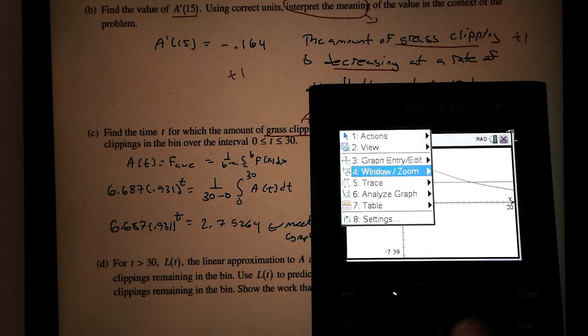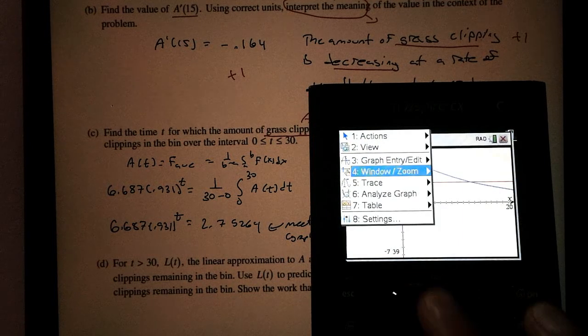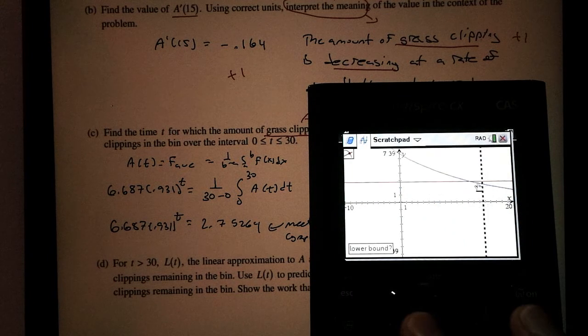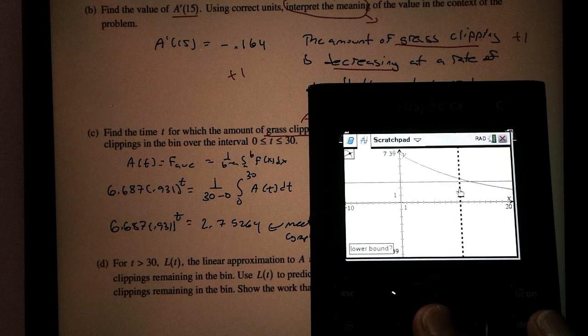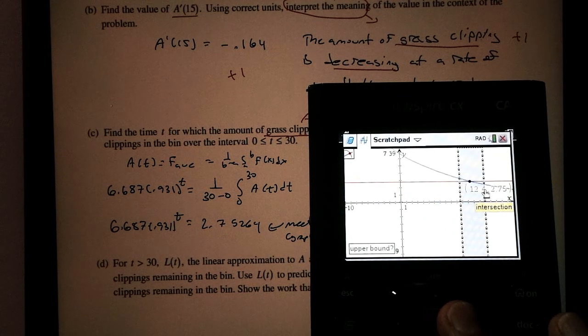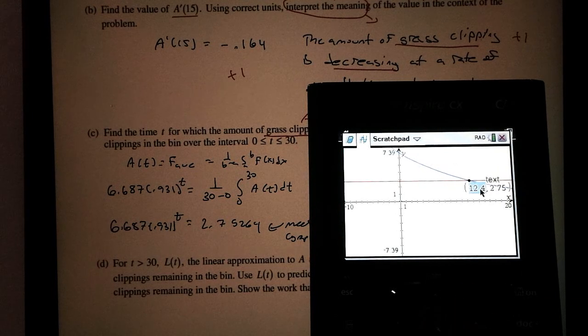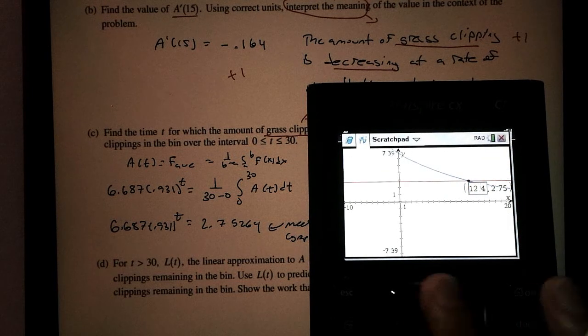Menu. Analyze graph. Intersection. Here we go. From here to where they meet. And it looks like they meet at 12.4. But remember, they want to go out pretty far. So if I just highlight over that, I press enter. I think if I press enter, it goes a little bit. Oh well. All right.